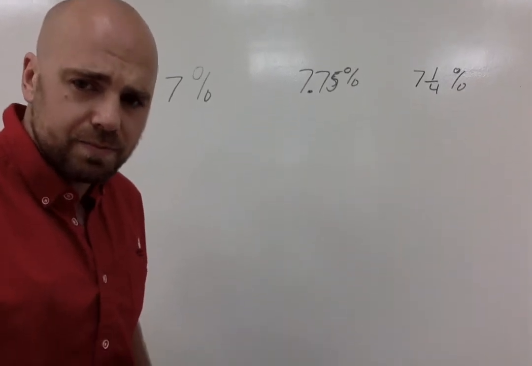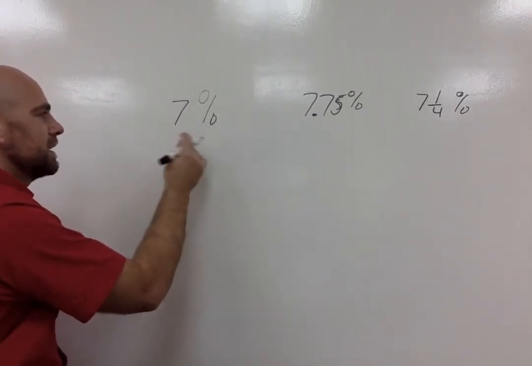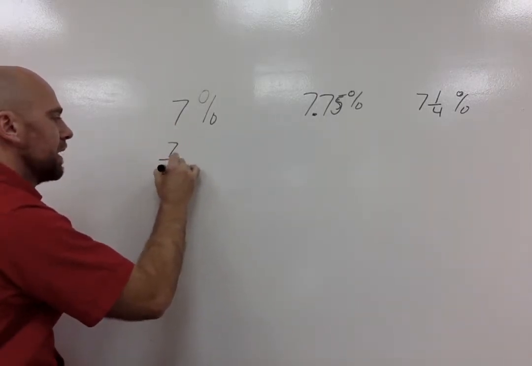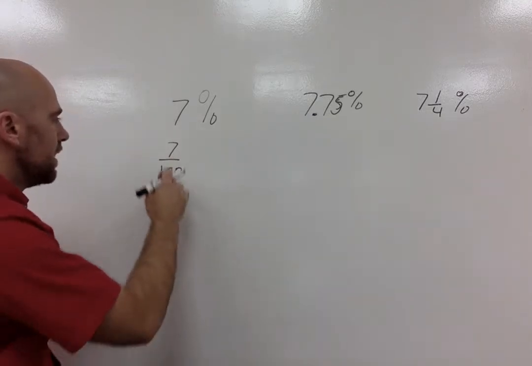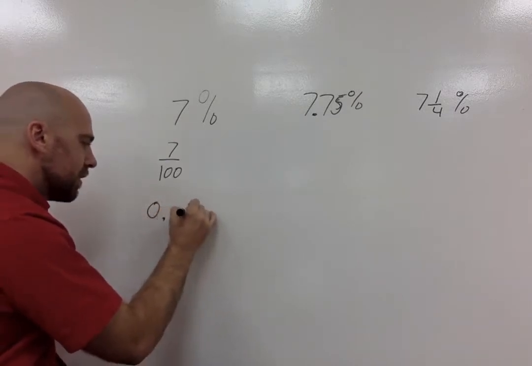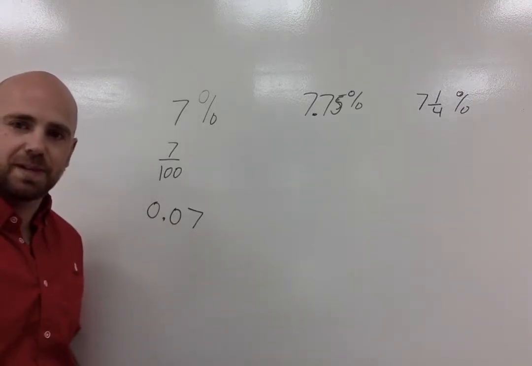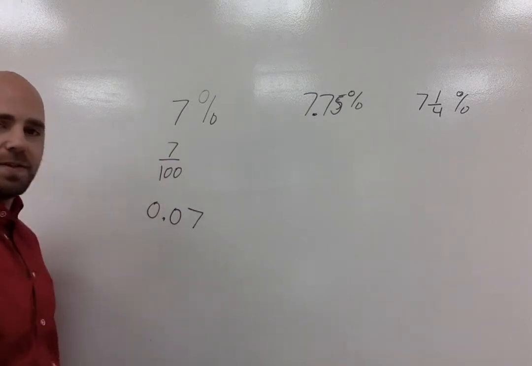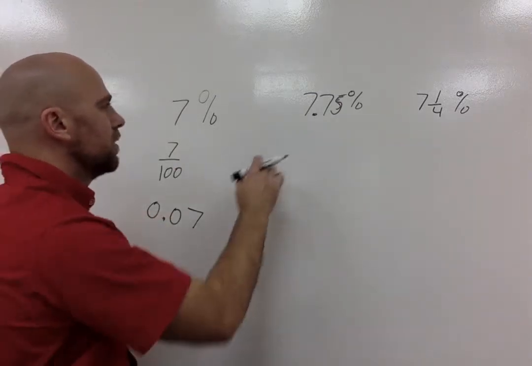Okay, so for the first one, I have 7 out of 100, because percent means out of 100. Okay, I have 7 out of 100. When I change that to a decimal, I'm going to have 0.07. Okay, 7 is in the hundredths place value, because technically there's nothing in the tenths place. It's 7. If it was 17, then it'd be 0.17, but that's not what we have. Okay, so we're going to look over here.